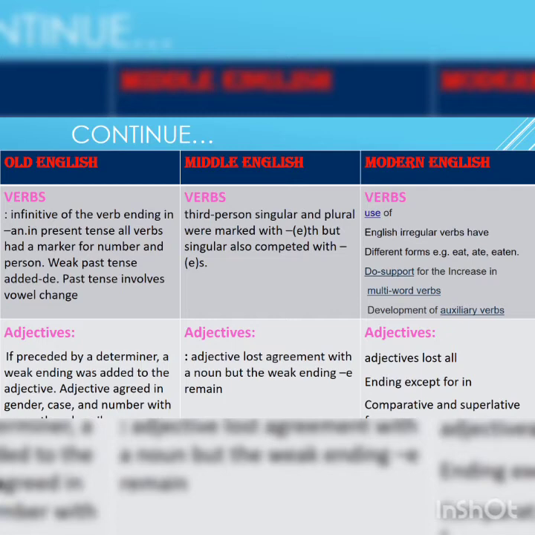Adjectives. In Old English, if preceded by a determiner, a weak ending was added to the adjective. Adjectives agreed in gender, case, and number with the noun they describe. On the other hand, in Middle English, adjectives lost agreement with the noun, but the weak ending en remained the same. And in Modern English, adjectives lost all endings except in the comparative and superlative forms.